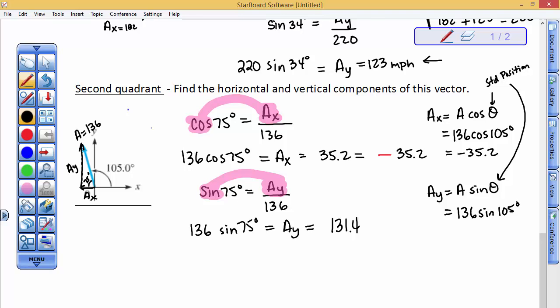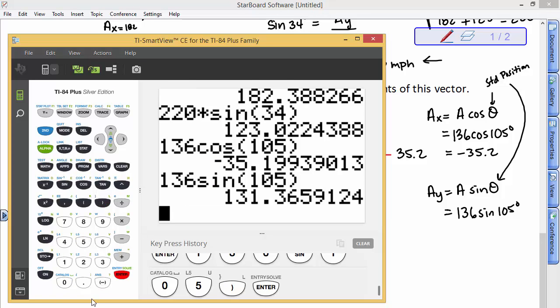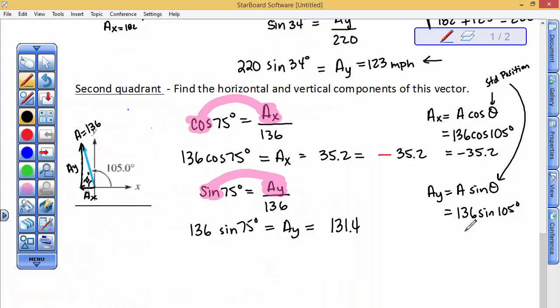I might have typed, let's see, 136. Hopefully, oh, here it is, 131.4. Same answer I got when I used the 75-degree angle. Again, that's because sine is positive in the first quadrant and the second quadrant. So, bottom line, let's just go ahead and do the next problem.